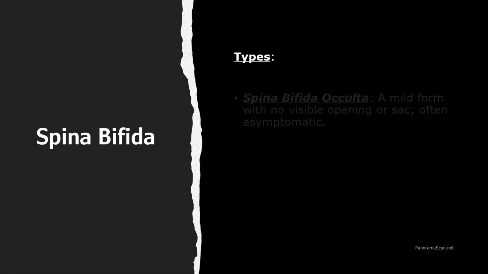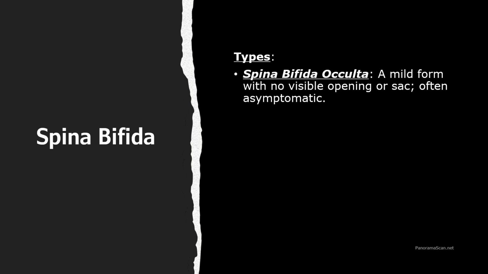There are three main types of spina bifida, each with varying degrees of severity. Spina bifida occulta is the mildest form of spina bifida, often asymptomatic. There is no visible opening or sac, and typically it is discovered incidentally during imaging for other reasons. The spinal defect is usually small and does not involve the spinal cord.